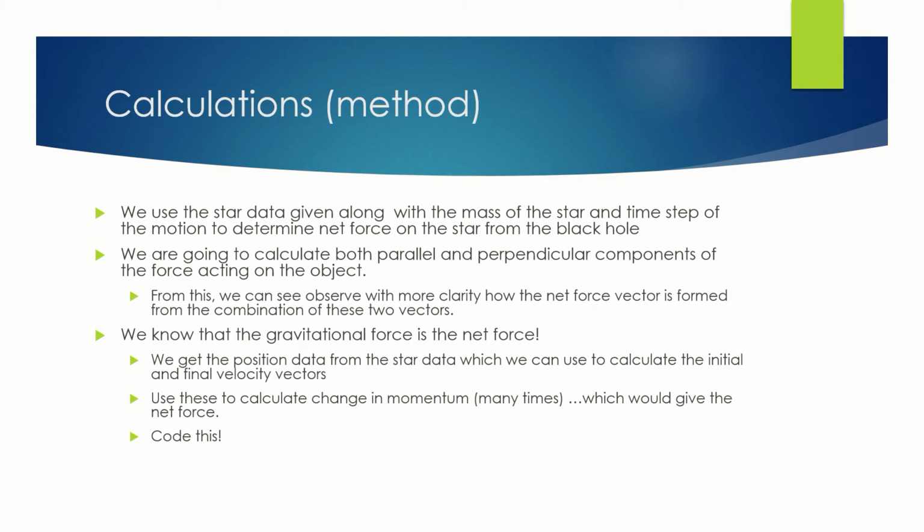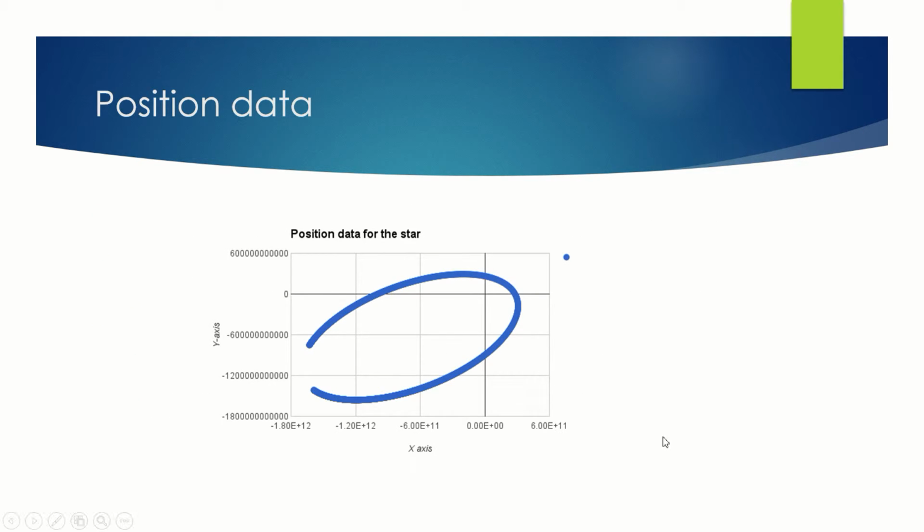So we get the position data from the star data, which we can use to calculate the initial and final velocity vectors. We're going to use these to calculate the change in momentum. We're going to do this iteratively, so many times, and that's going to give us the net force in all locations. The net force at the end is the most important to us. We're going to put all this into VPython and we're going to code this. So I have position data here. This is the path that the star goes around.